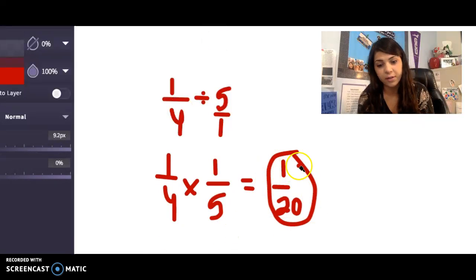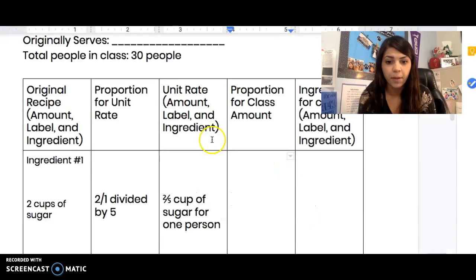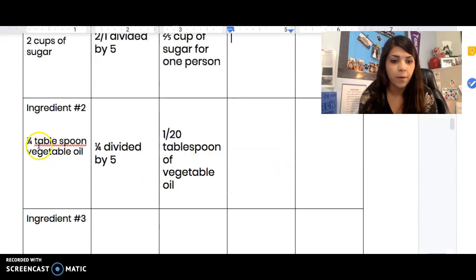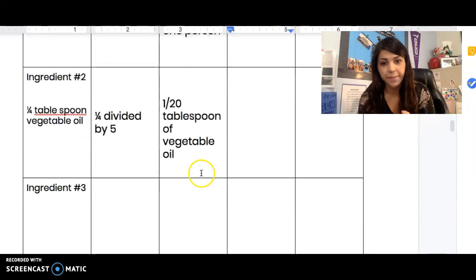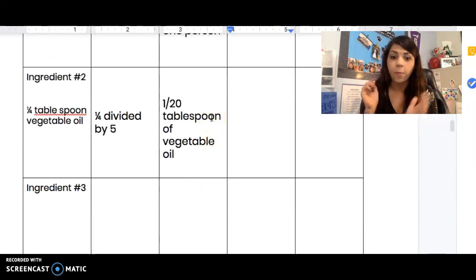Okay, so I'm going to scoot over to my sketch pad, because this is what it showed us for a different problem. It was for this one: 1/4 tablespoon of vegetable oil divided by 5 would give us 1/20. Now that we found the unit rate, which means 1 person, we're going to multiply this number by the amount of people in your class.